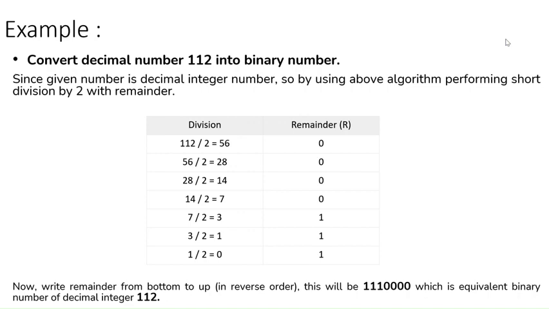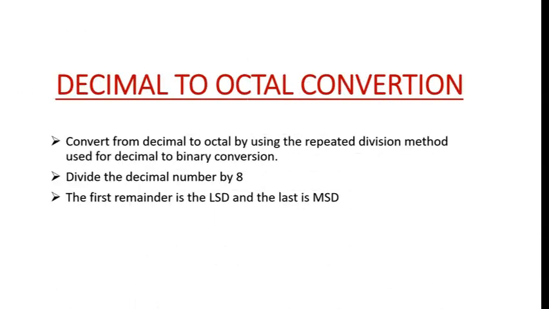Next, we will see how to convert a decimal number into an octal number. Before understanding the program, we will see how to convert decimal to octal. Convert from decimal to octal using the repeated division method used for decimal to binary conversion. Divide the decimal number by 8. We will see one example of how to convert decimal to octal.